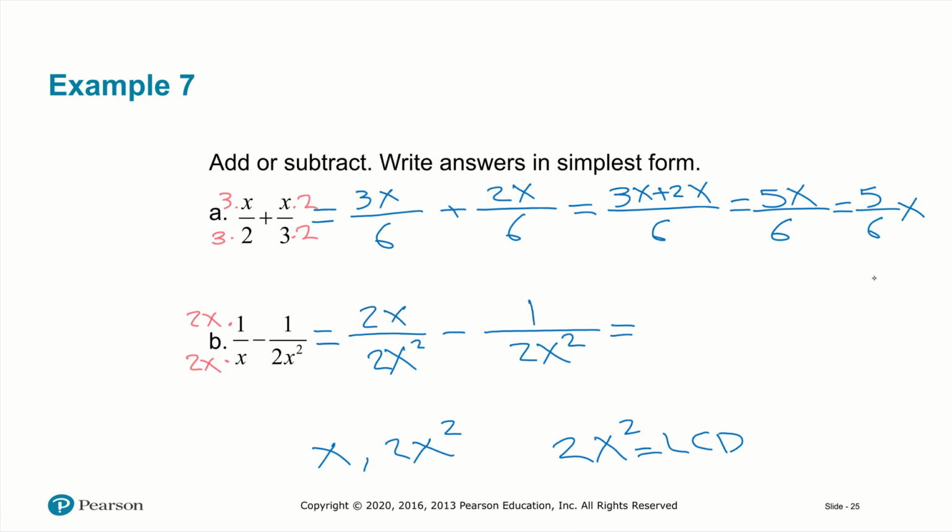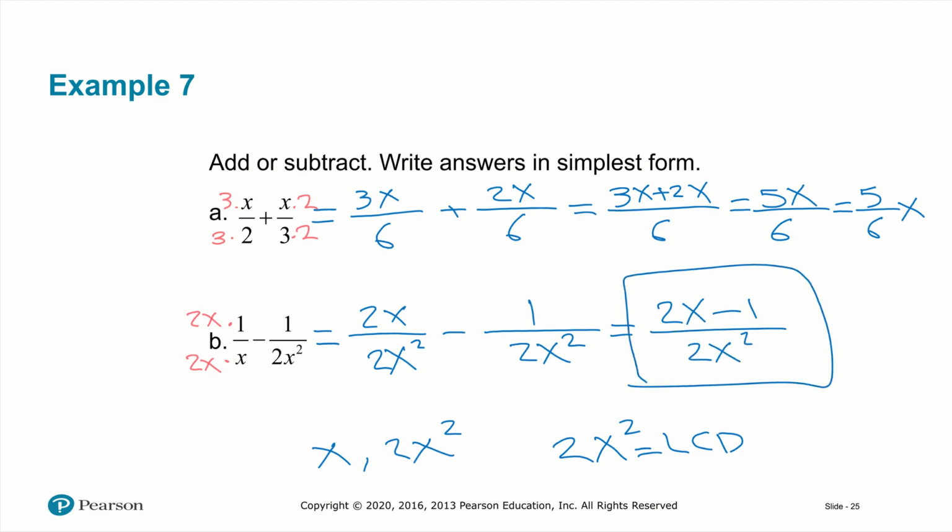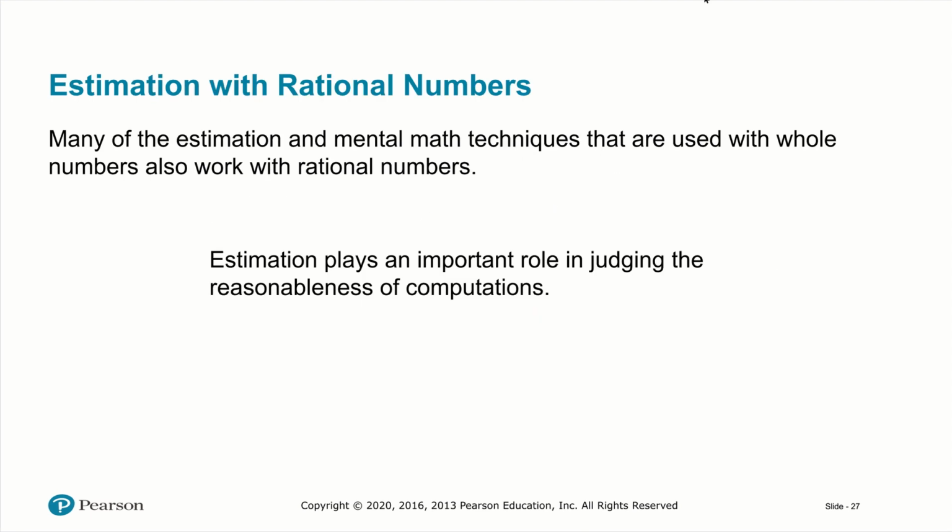So now we just subtract across: 2x minus 1 over 2x squared. No factoring is possible on the top, so no simplification possible. We know we can't cross cancel those x's or those 2's because 2x is attached to the 1 with that subtraction, so we're done.